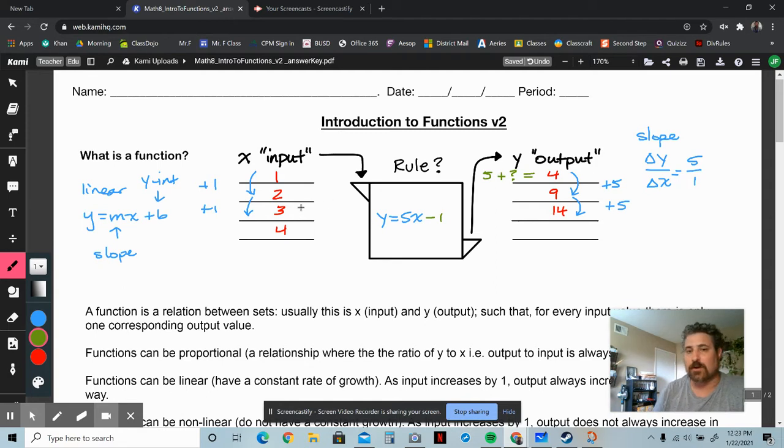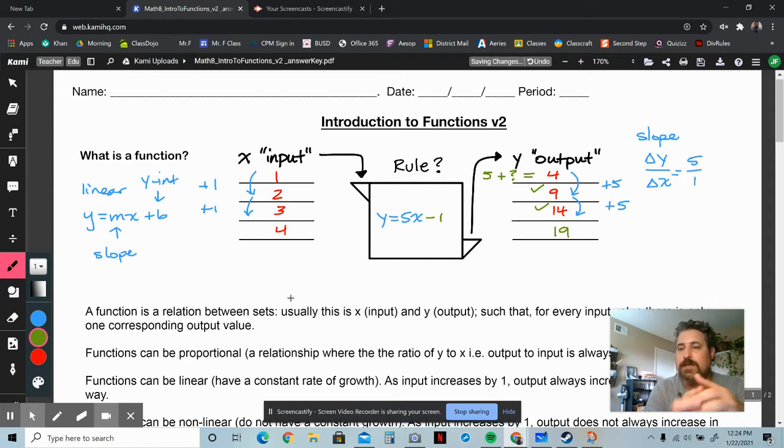So let's see if that rule works. 2 times 5 is 10, 10 minus 1 is 9, yes. 3 times 5 is 15, 15 minus 1 is 14, yes. So it works for the entire table, so it is a function that's working appropriately. And so 4 times 5 is 20, minus 1 is 19 would be the last value here.